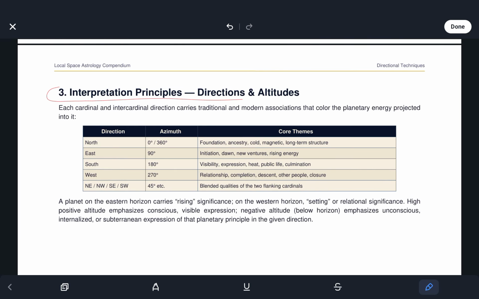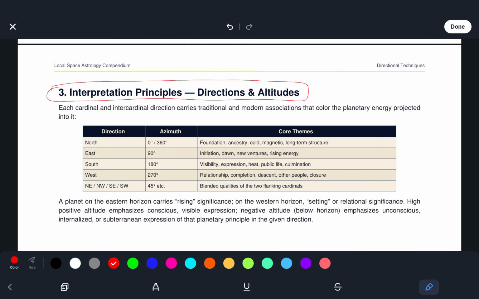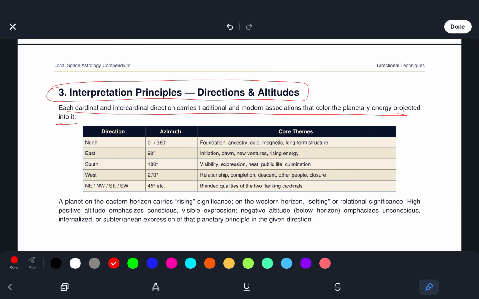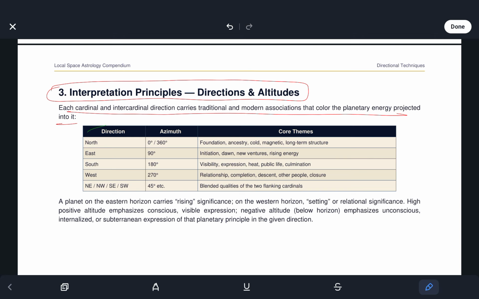Next is interpretation principles, directions, and altitudes. Each cardinal and intercardinal direction carries traditional and modern associations that color the planetary energy projected into it. So you see the direction, azimuth, and the core themes.